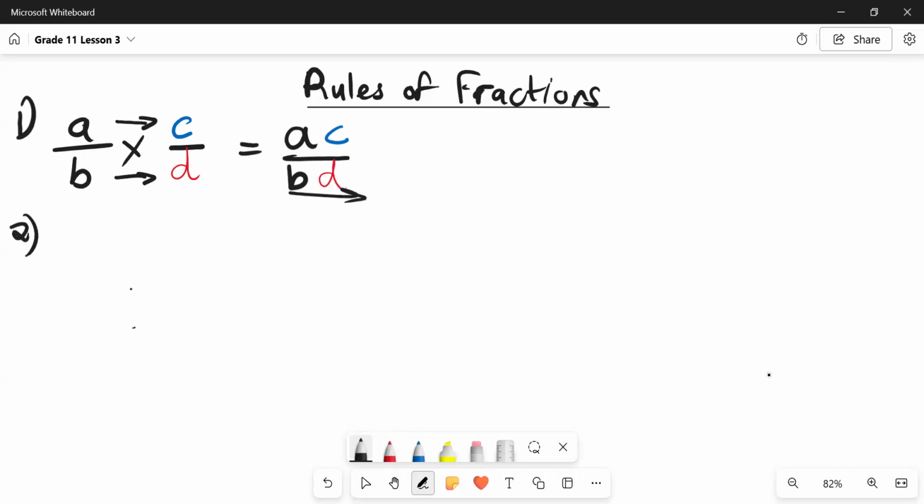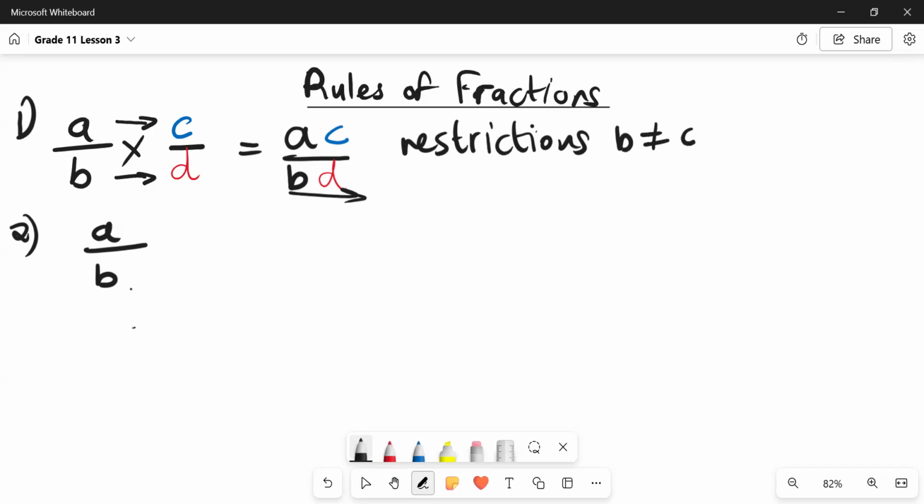So law number two, now you have your A over B. But another thing, before we even get to law number two, don't forget to consider the restrictions. You must take note of the restrictions. B should not be equal to 0 and D should not be equal to 0, because this whole fraction will be undefined, right? And then let's move to law number two.